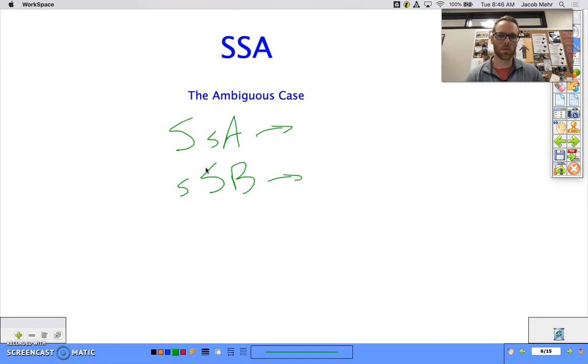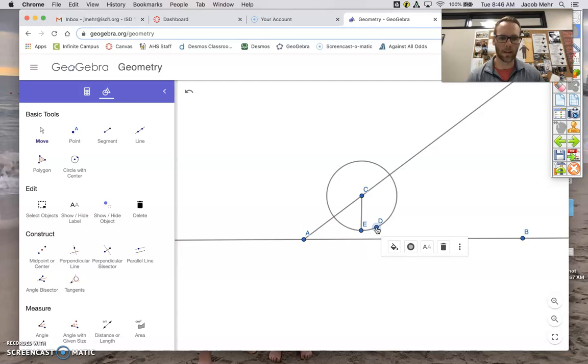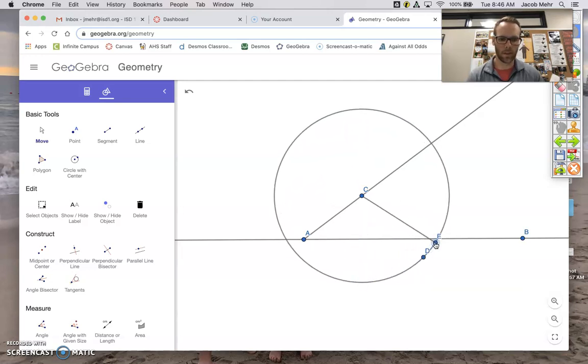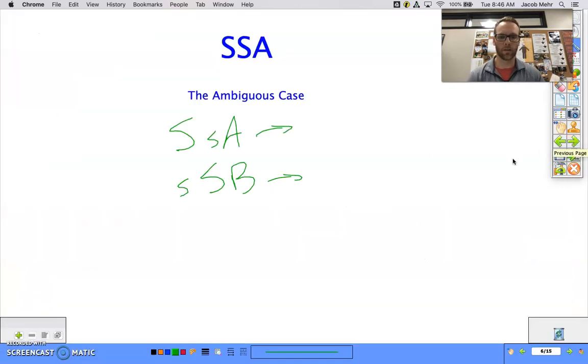And what do these produce? Well, we saw that when it was big side, little side, angle, that's our one possible triangle. We like big side, little side, angle because there's only one triangle. If this side's longer than the side that's next to the angle, there's only one possible triangle.